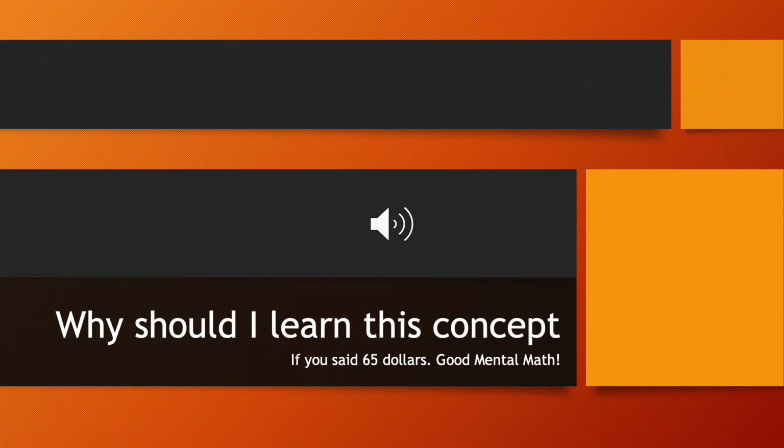Well, for those out there that said $65, good job and good use of your mental math. We have three $20 bills, so we know that 20 times 3 will give us 60, and then we have a single $5 bill. So 60 plus 5 is 65. Correct answer. So now we know the total amount of money that we're dealing with. So now we're about to go into the problem.